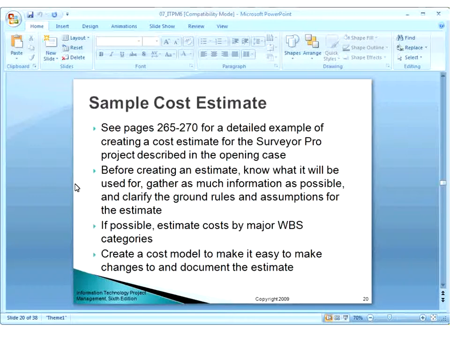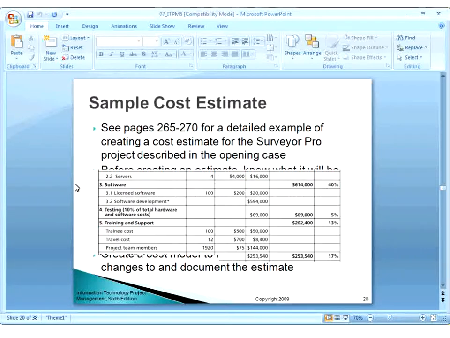Sample cost estimates. If you see the following pages, you'll find a detailed example of creating a cost estimate for the survey flow project. Before creating an estimate, it is important to know what it will be used for. You gather as much information as possible and clarify the ground rules and assumptions for the estimate. If possible, you can estimate cost by major WBS categories, and you create a cost model to make it easy to make changes and document the estimate. So you consider the major WBS items and estimate the cost of those items, and then you sum them up.